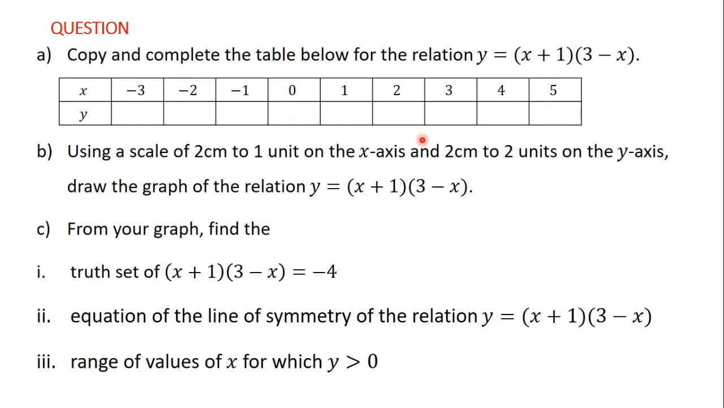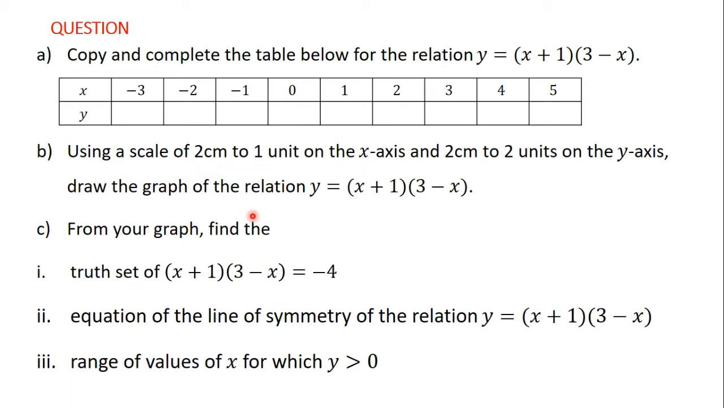In this video, we are going to solve the A and B part of the question. So you copy and complete this table for the relation y = (x + 1)(3 - x), and then you use the values of x and y in the table to draw the graph of the relation on a graph sheet. Then in the next video, you will use the graph of the relation that we have drawn to answer the C part of the question.